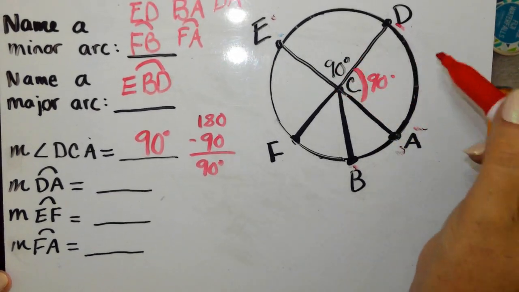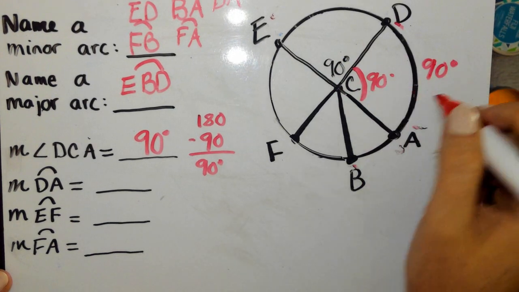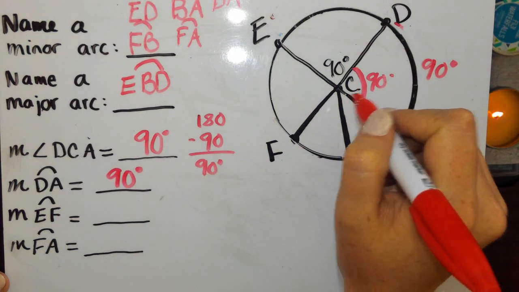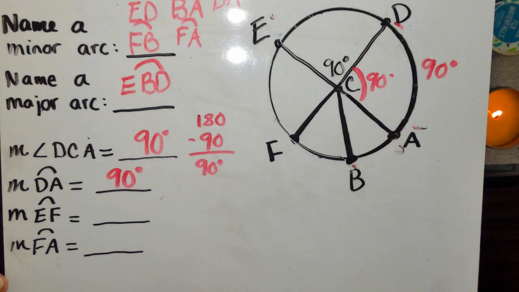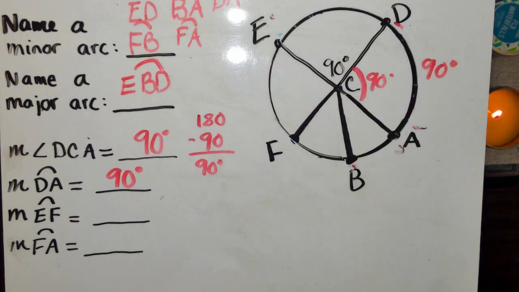So since this is a central angle, that means that the measure of this arc is going to be the exact same. So the measure of arc DA would be the same as the central angle. So if this is 90, that's 90. Next, it's asking for the measure of arc EF.